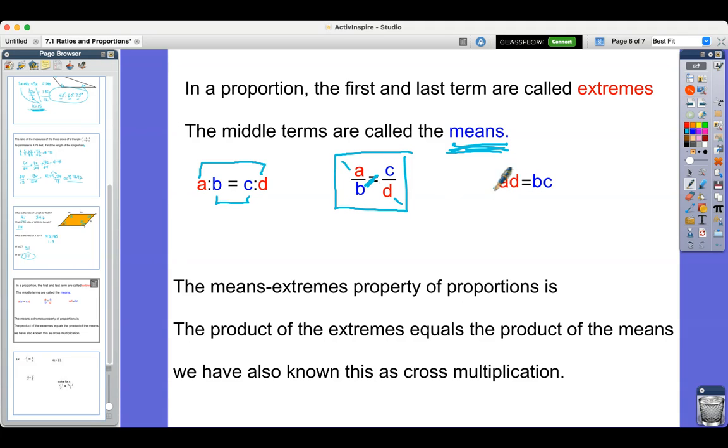Again, this one's a different thing right here. The first two are the extremes, and the second two are the means. And we'll see why this looks like this. This is actually this, but simplified.